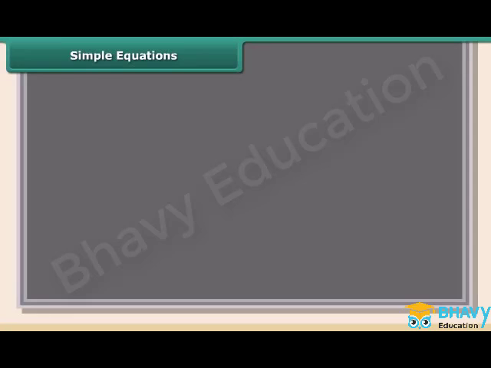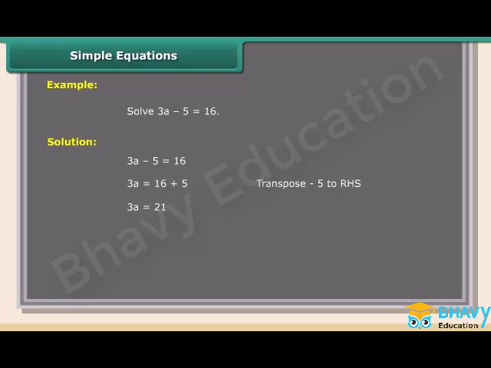Simple equations. Example. Solve 3a − 5 = 16. Solution. 3a − 5 = 16. 3a = 16 + 5. Transpose −5 to RHS. 3a = 21. Simplify RHS. a = 21/3. Transpose 3 to RHS. a = 7. Simplify RHS.